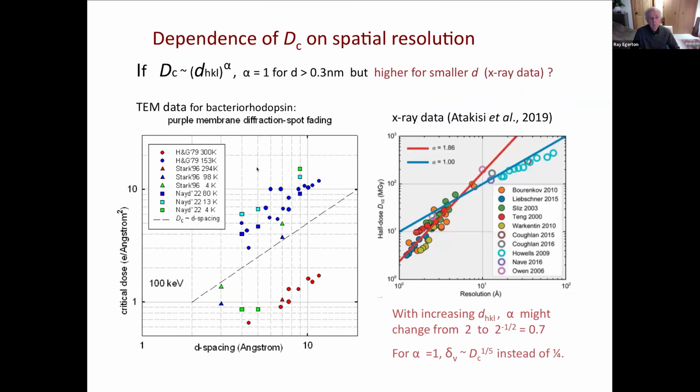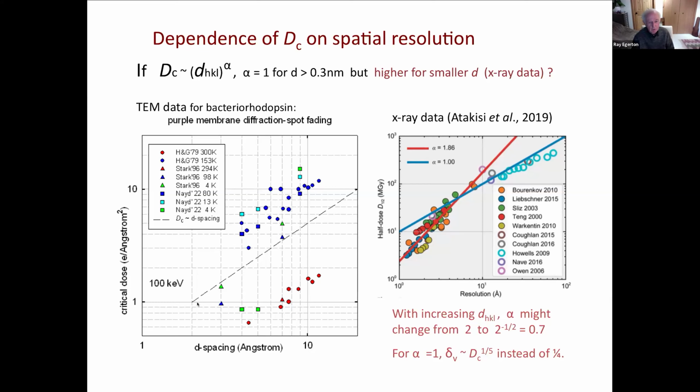Up to now, I've assumed in those formulas that this characteristic dose is just a constant dependent on the material, but in fact, that characteristic dose is observed to be dependent on the spatial resolution. That's the reason why the outer spots in the diffraction pattern fade more rapidly than the inner spots. And here are data for bacteriorhodopsin from several workers, at different temperatures.